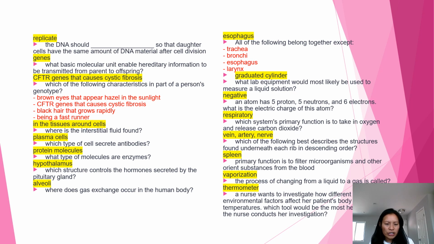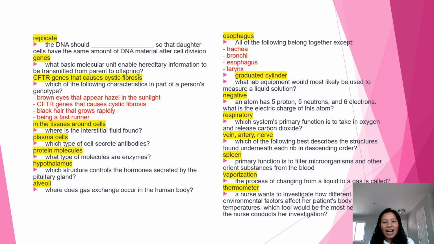Which structure controls the hormones secreted by the pituitary gland? It's the hypothalamus. It controls our pituitary gland. So where does gas exchange occur in the human body? As we learned from our biology class, gas exchange occurs in the alveoli. I'm just trying to remember the things that I learned in my biology class.